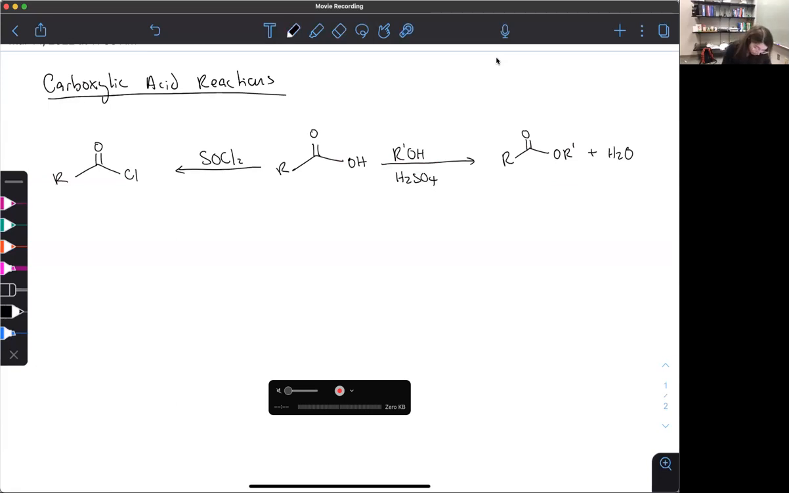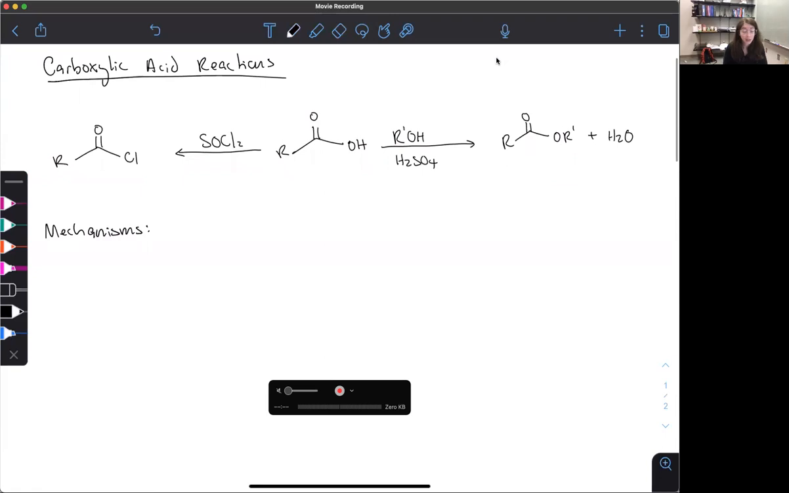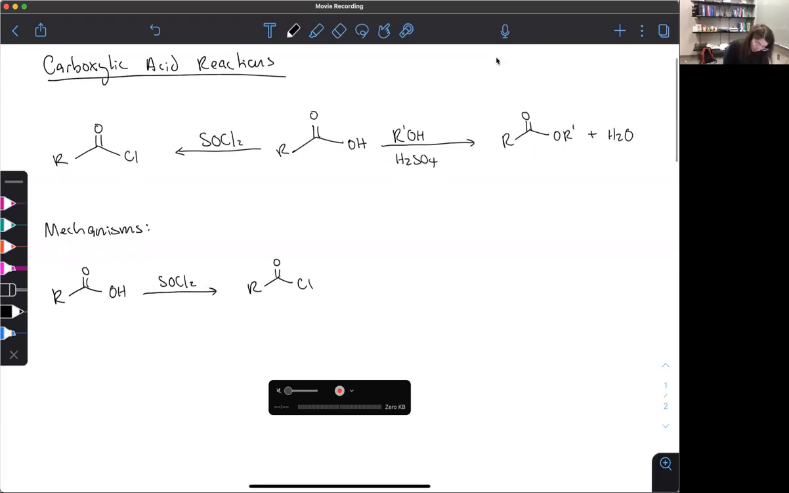So let's go ahead and look at the mechanisms of these two. Again, we should see very similar types of processes compared to our other carboxylic acid derivative reactions. Okay, carboxylic acid, and we're going to get to the acid chloride. All right, so the first step, we've got thionyl chloride.